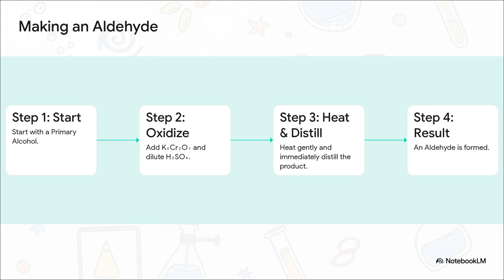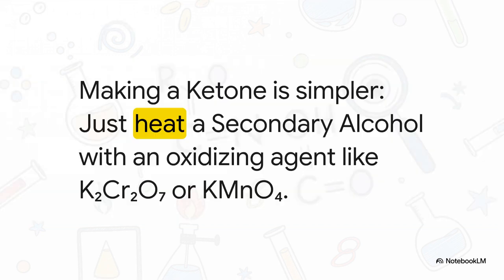Why? Well, if you leave it in there, it'll just keep on reacting and oxidize even further, turning into something completely different, a carboxylic acid. So yeah, it's a pretty delicate operation. Making a ketone, on the other hand, is way easier. It's much more straightforward. You start with a secondary alcohol. This time the alcohol group is on a carbon stuck in the middle of a chain. You add a good, strong oxidizing agent, and you just heat it up. See, ketones are a lot more stable, so you really don't have to worry about them overreacting like aldehydes do.